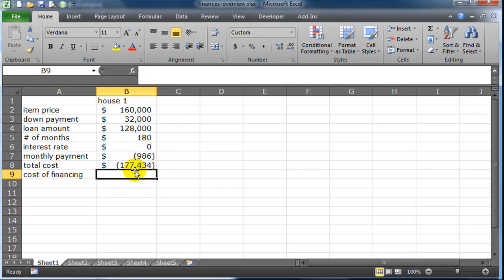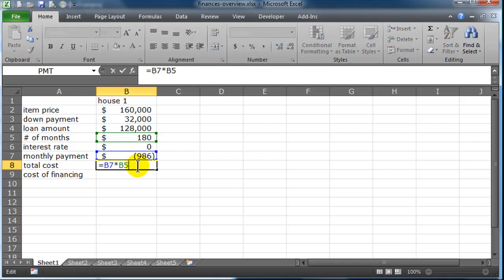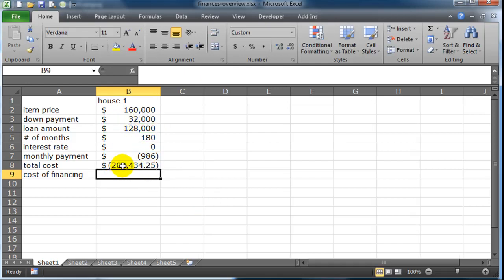But wait, there's actually more. Don't forget, I also paid that $32,000. Okay? So my total cost is really more than $177,000. So I need to modify this formula. Now this is weird because obviously this product is resulting in a negative. Let me just go and wrap those in parentheses real quick. There we go. So I have a couple choices. I know this is a negative number. Negative times a positive is a negative.